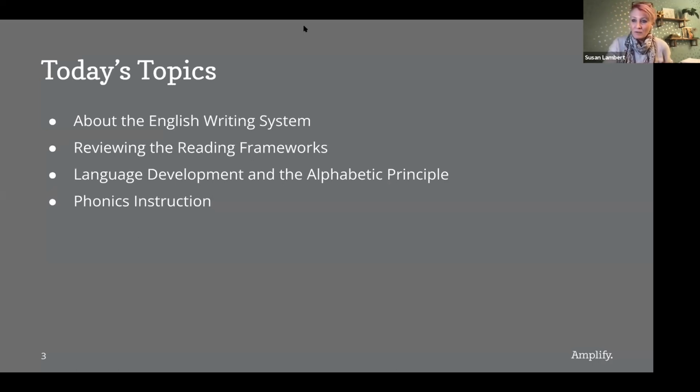So this is what we're going to cover today. You'll notice that we're not going to talk about phonics instruction at the end, because we really have to build the case to understand why certain approaches to phonics instruction are more effective. So we're going to talk a little bit about the English writing system. We're going to review the science of reading frameworks, and try to hook some of that to those frameworks. We're going to talk then about language development and the alphabetic principle, which will then lead us to phonics instruction.